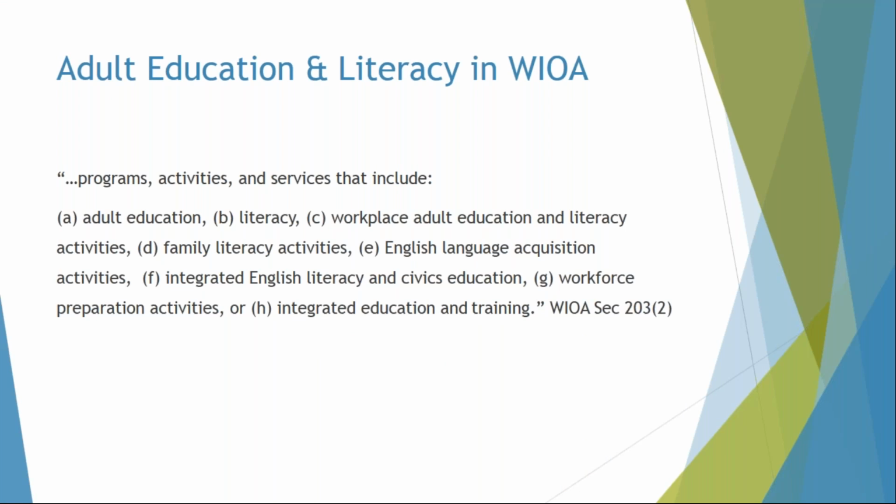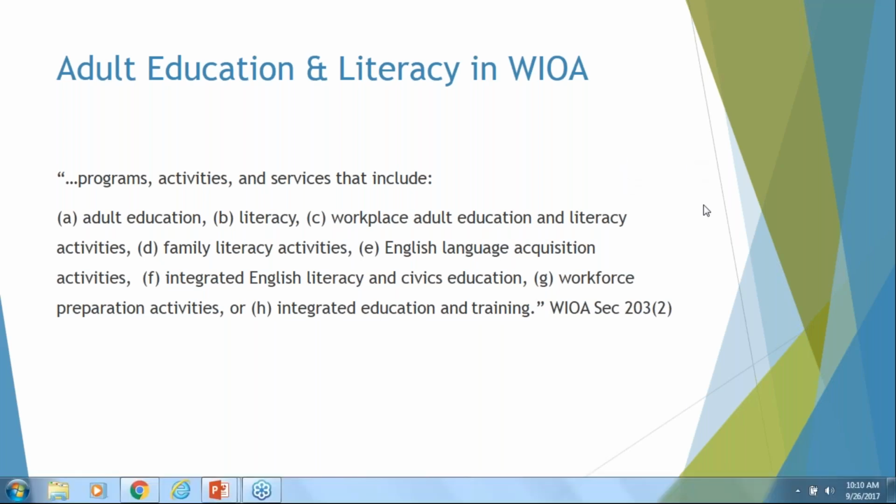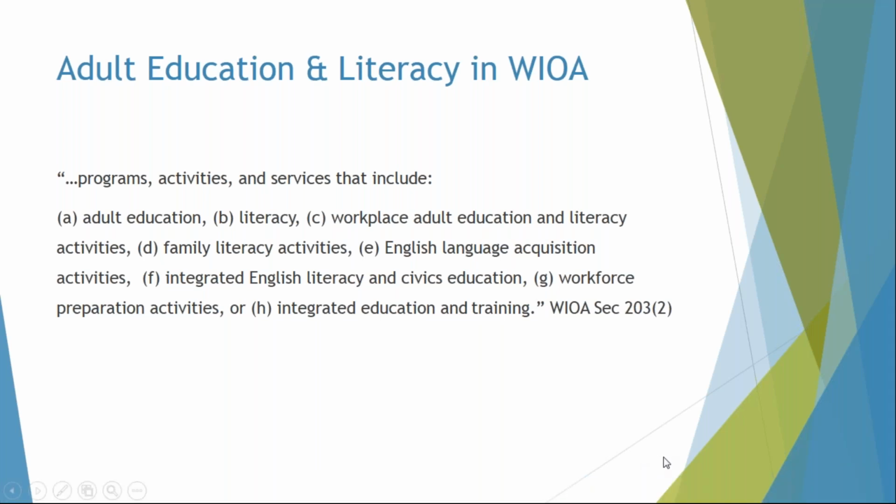Let's look at how WIOA defines adult education and literacy activities. In the law, it actually says that programs, activities, and services include adult education, literacy, workplace adult education and literacy activities, family literacy activities, English language acquisition activities, integrated English literacy and civics education, workforce preparation activities, or integrated education and training.